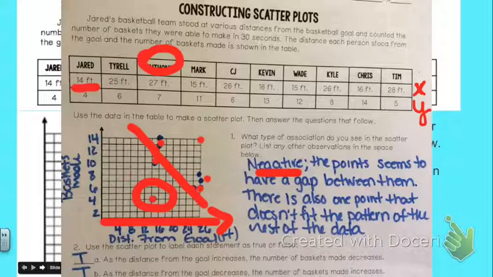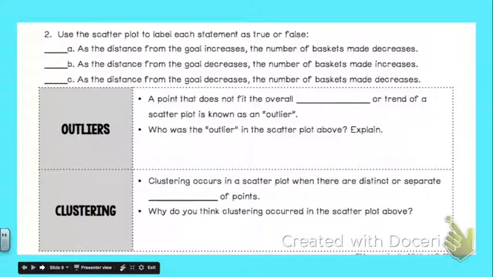So this is how you construct a scatter plot, and then describing whether it is positive or negative association. So now we're going to look at number 2 based off of your graph that you constructed. And it says, use the scatter plot to label each statement as true or false. So we're looking at the scatter plot from the previous screen, which is on your paper.